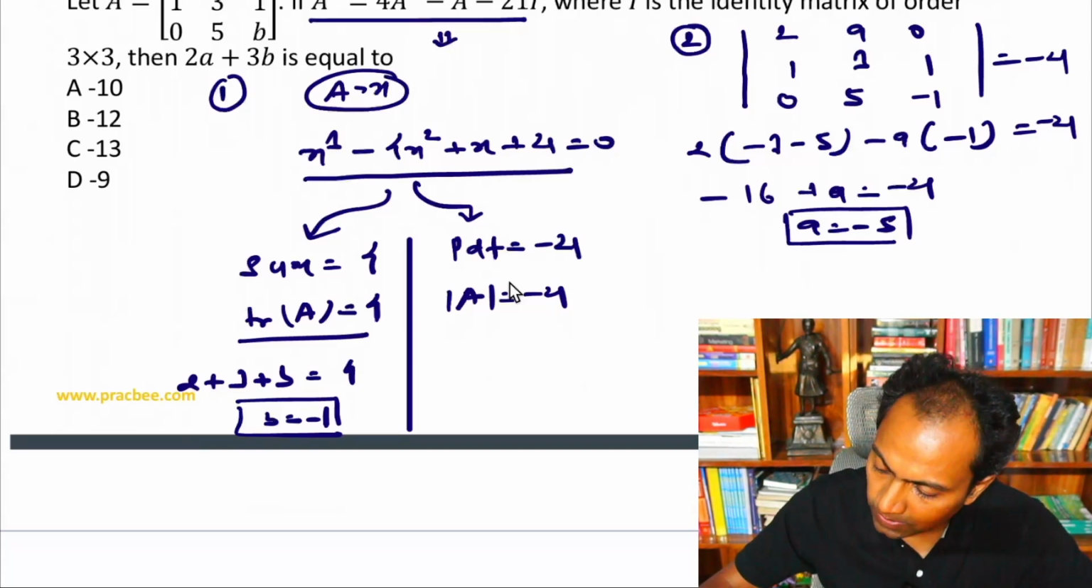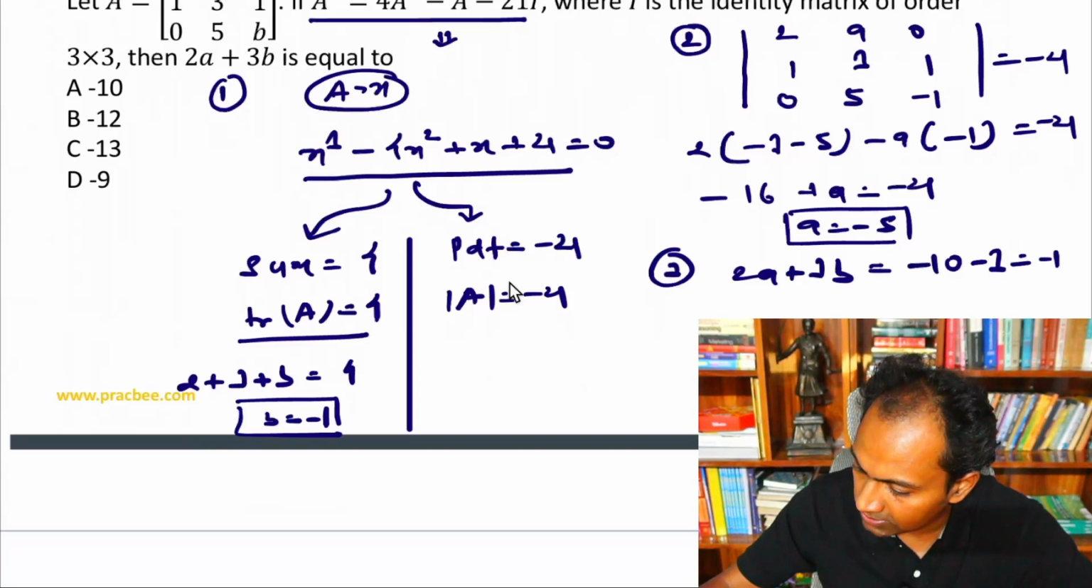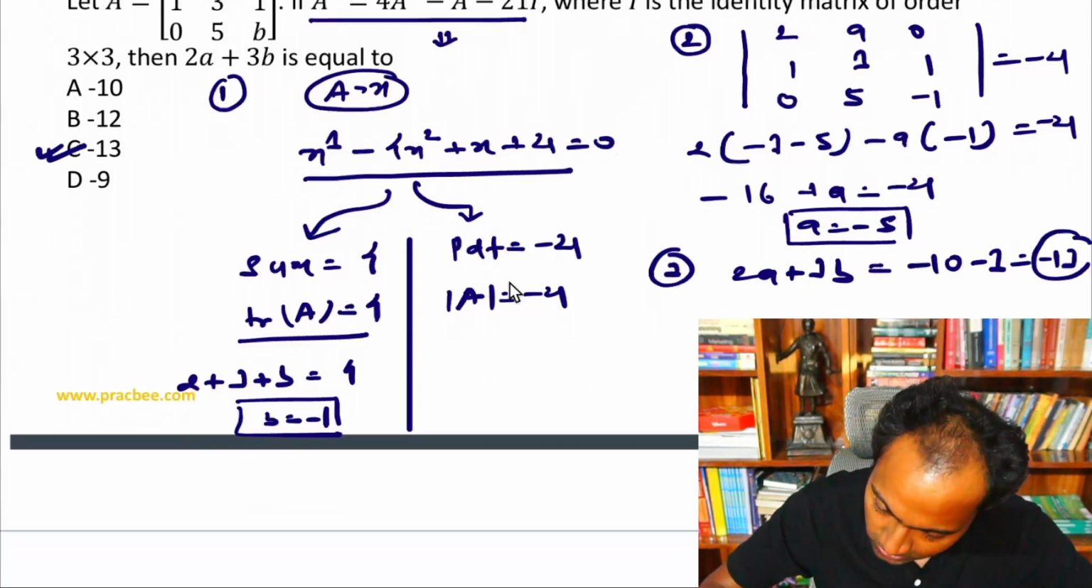Now in the last part, the third part, they are asking the value of 2a plus 3b. So 2a will become nothing but minus 10, 3b will become minus 3. So the answer becomes minus 13. That is given in option C.